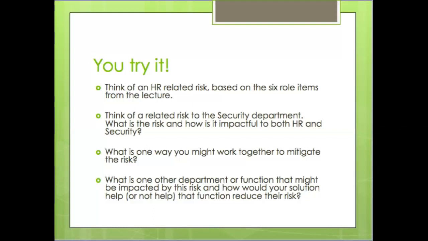Those 4 items right there. The HR-related risk. Pick any one of the 6 roles. A security department risk that's related to that. How you share in that risk, how there's things that could bite both of you, right, in that particular function. And then how might working together, you might do something or they might do something that helps you get out of that jam, right, if something goes wrong. Mitigate that risk. And then think about, well, who else gets helped if we do this? And I want you to write those things down before you go any further. Just jot down answers to those 4 items.